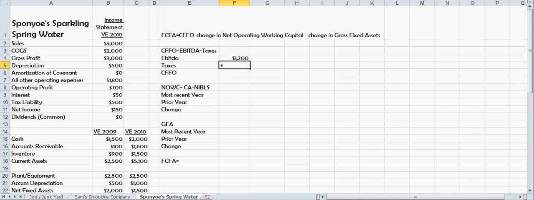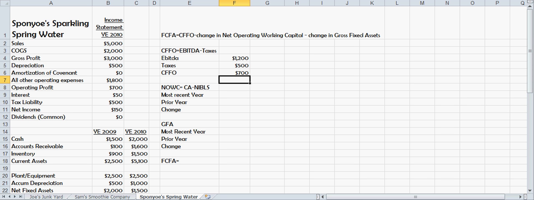We know our taxes were $500, and so our cash flow from operations is simply $1,200 minus $500, or $700. What that's telling you is that your operations generated or created $700 of cash, which is a good, positive thing. However, we need to know what else happened with the balance sheet in order to determine whether or not free cash flow from an asset perspective was positive or negative.